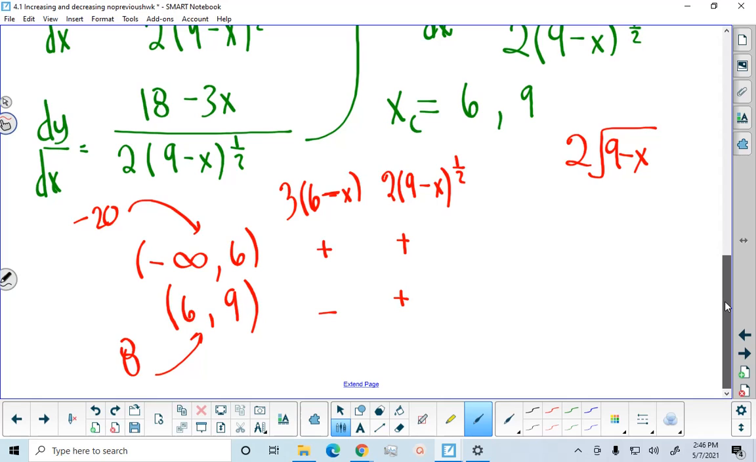There we go. So, what does this mean? It means that the derivative dy dx, or y prime, or whatever, is positive then negative. And what that means is that the function y is increasing and then decreasing.